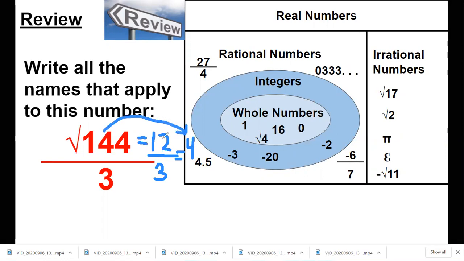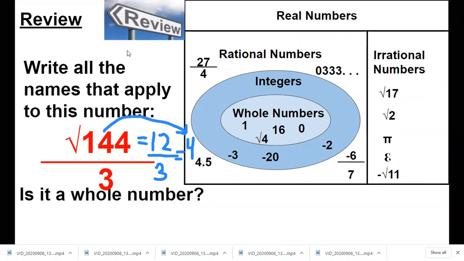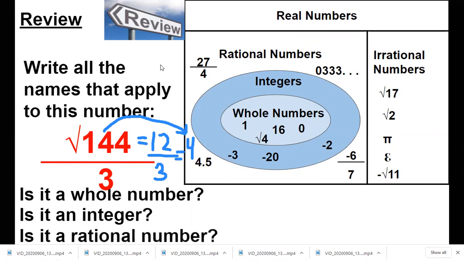Now I have to decide what category 4 belongs in. Is it a whole number? Is 4 a whole number? Absolutely, right? 1, 2, 3, 4, 5, 6, 7, 8, 9, 10, forever in the positive direction are whole numbers. So yes, it is a whole number. Is it an integer? Well, all whole numbers are integers. Integers also include the negative whole numbers. Okay, so it is an integer. Is it a rational number? Well, if it fits into the whole number category, that is a subset of rational numbers. So yes, it is a rational number.